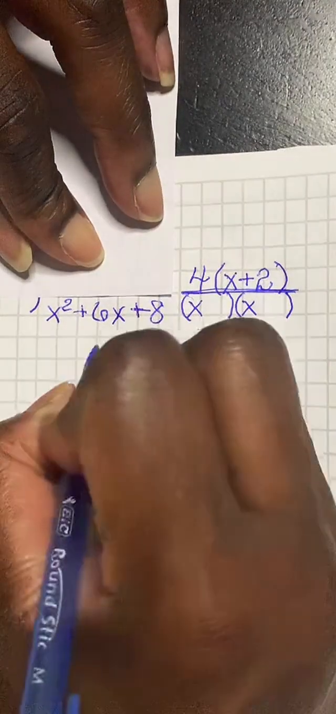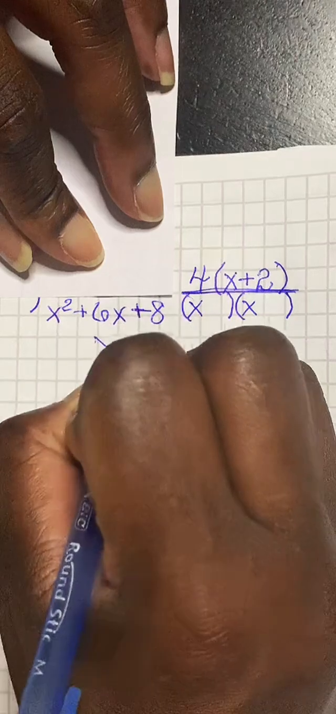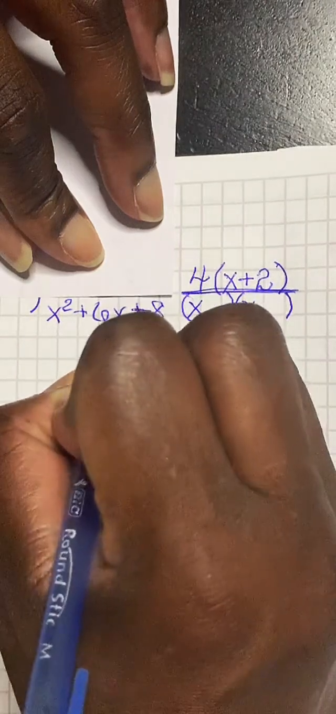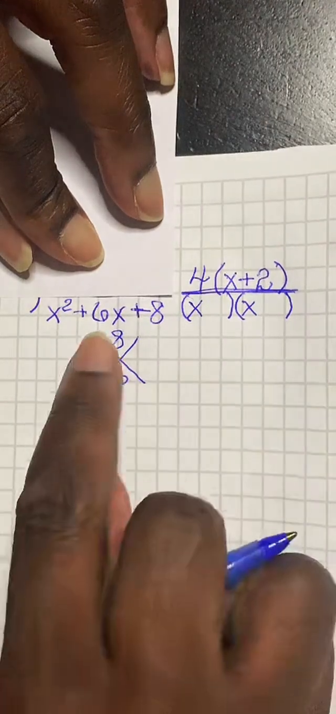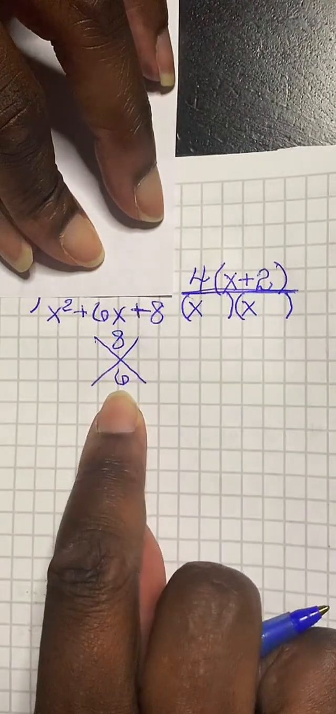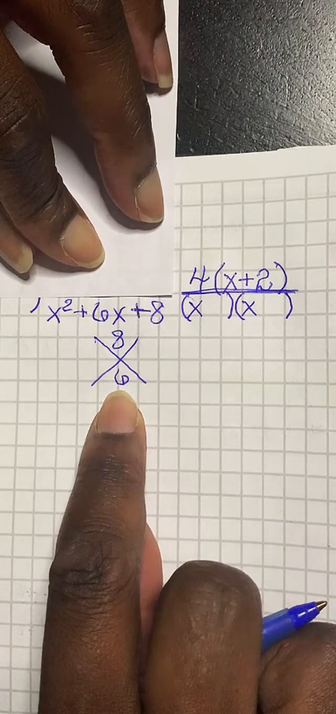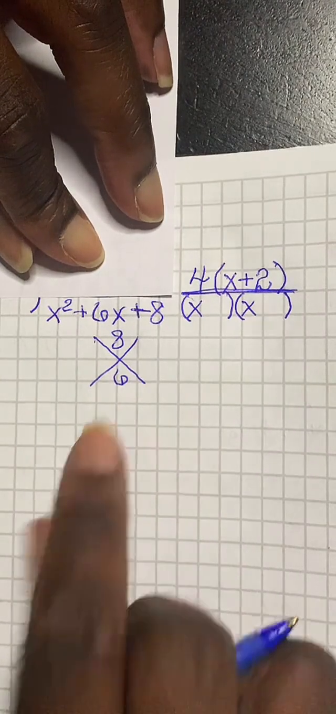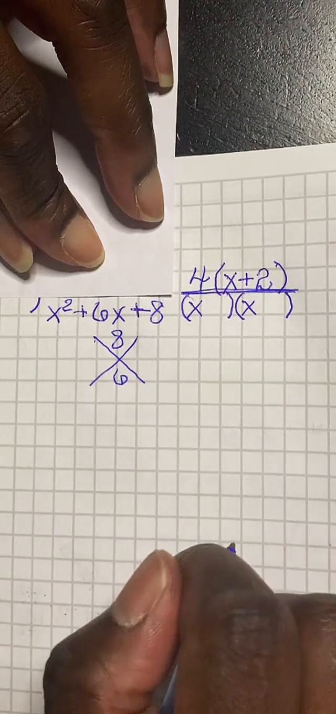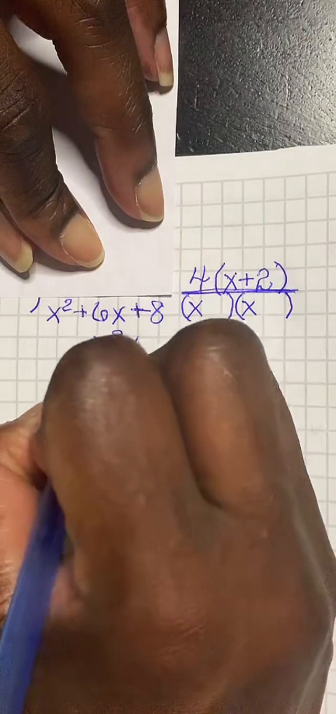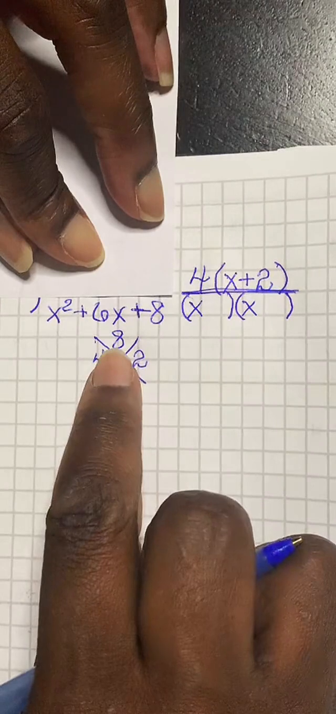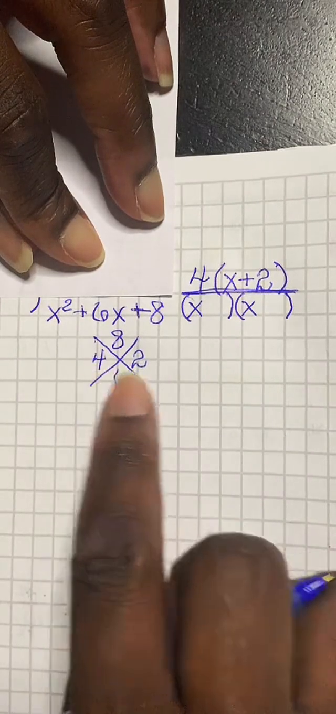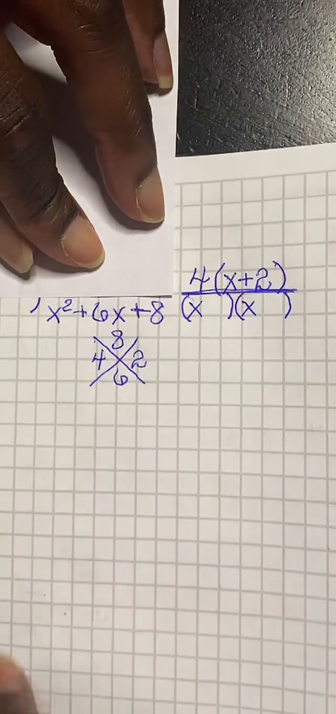We need to think, what 2 numbers multiplied together will give me an 8 and add together to give me my middle term of 6? Hopefully you're like, oh yeah, 4 and 2, because 4 times 2 gives me 8, and 4 plus 2 gives me 6.